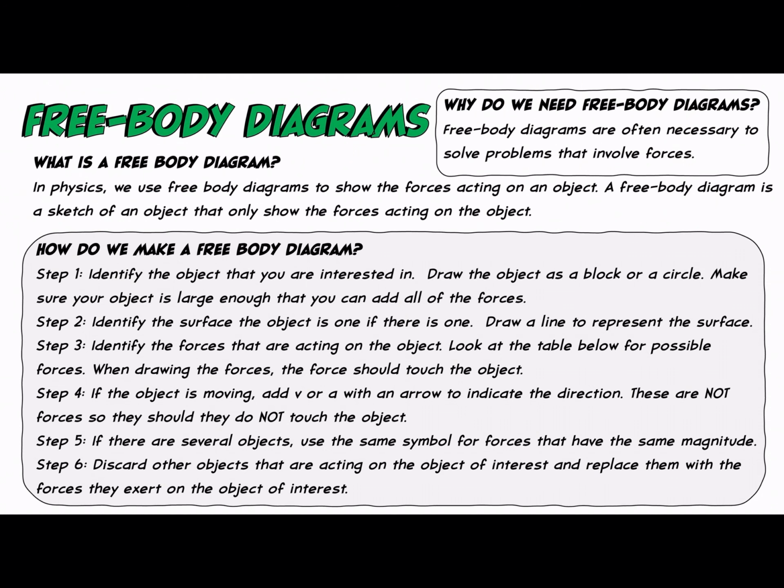To make a free body diagram, start with step 1. Identify the object that you are interested in. Draw the object as a block or a circle. Make sure that your object is large enough that you can add all of the forces.